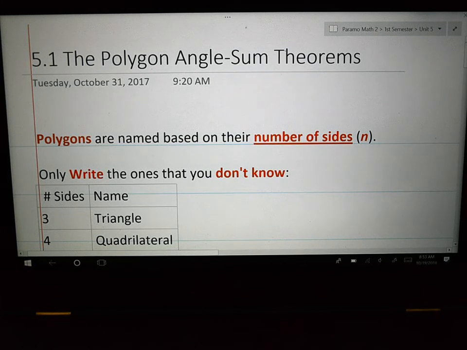In 5.1, what we're going to do is put some notes to the thing that you were just doing on that investigation worksheet. We started off with investigating, drawing triangles, and this whole chapter, chapter 5, is a formula-based chapter. It's also a calculator chapter because the numbers are going to get really high.